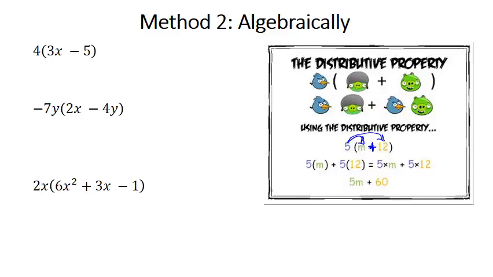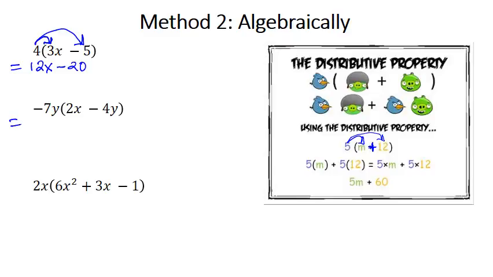Let's do it over here. I like to use the rainbows or arrows to represent this so that you don't forget to multiply it by something. So this would be 4 times 3. 4 times 3 is 12x. And then 4 times negative 5. Well, 4 times negative 5 is negative 20. And so this simplified is 12x minus 20.